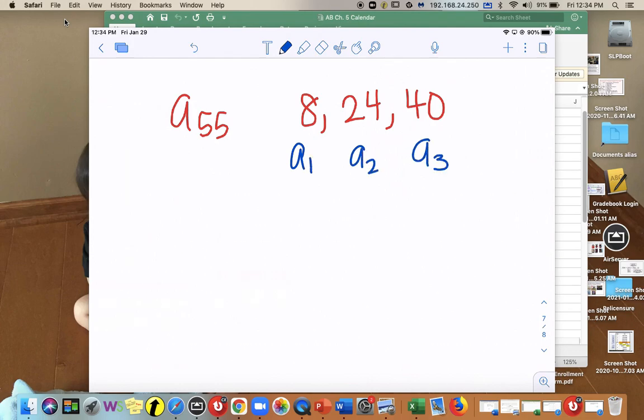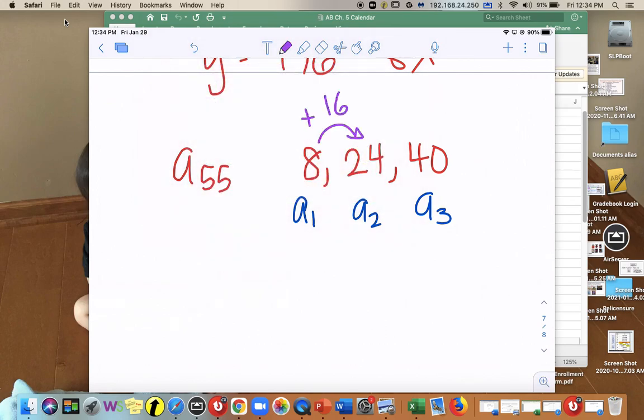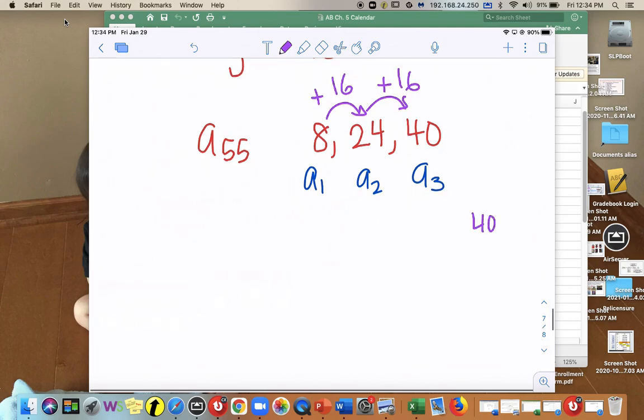And we got to figure out, what is this going up by every time? So let's start by subtracting 40 minus 24, and we get 16. Let's try 24 minus 8, and we get 16 as well. So we can see this is arithmetic, because if you add 16 every time, we get the next term. And again, to do that, all I did was take any term, subtract the term before it, and it worked for both of them. So we get 16 every time. Okay, so that's all the information that we need to write the formula.